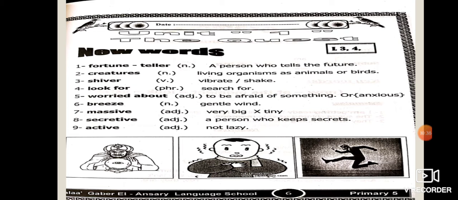Number four, look for: search for. Number five, worried about: to be afraid of something, or anxious. Number six, breeze: gentle wind. Number seven, massive: very big, and the opposite is tiny. Number eight, secretive: a person who keeps secrets. Number nine, active: means not lazy.